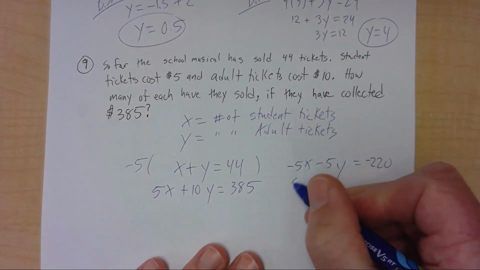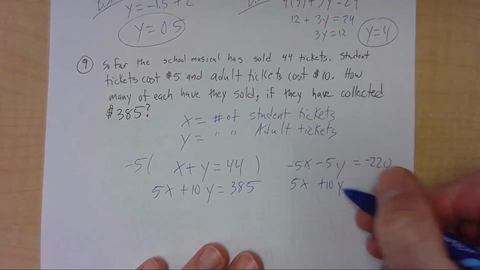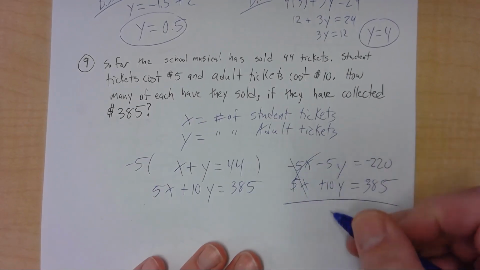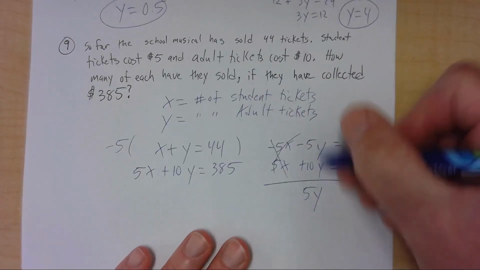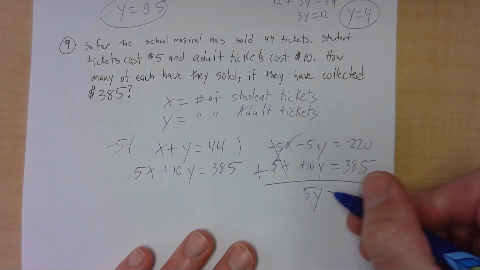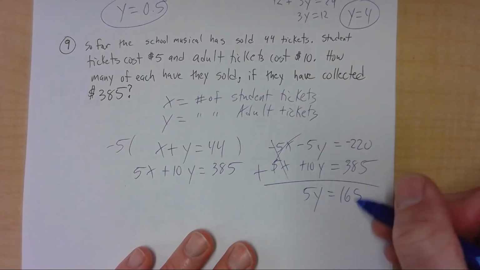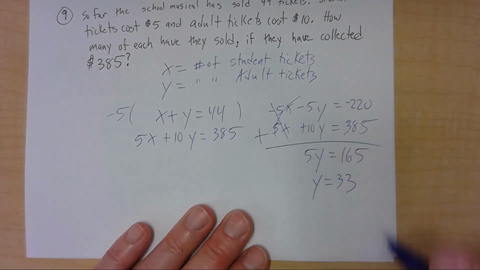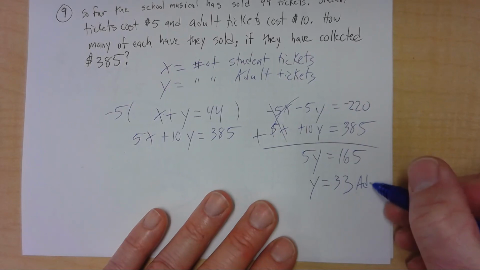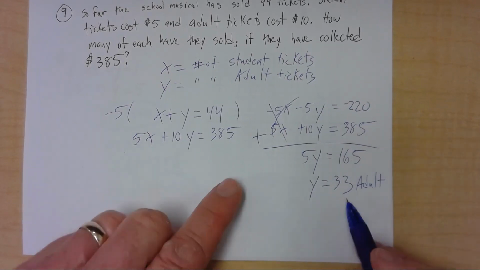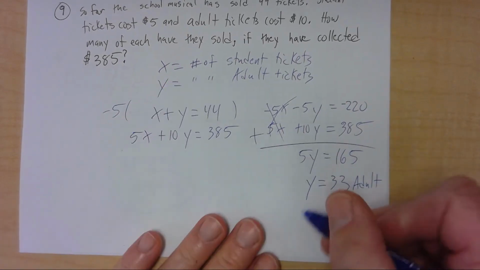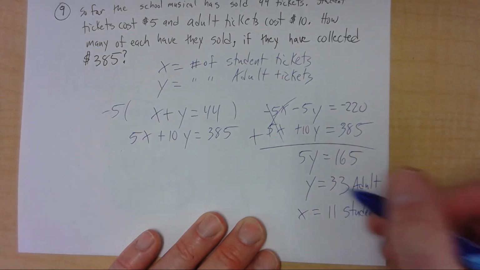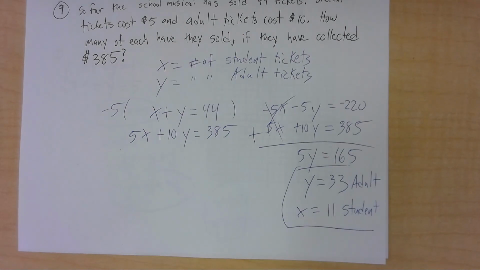So then copy the other equation underneath: 5x plus 10y equals 385. Put those together because we're adding the two equations together, 5y equals 165. Divide by 5, y is equal to 33. So it's 33 adult tickets, and then 33 and 11 make 44, so x is 11 student tickets. So that's the answer to that one. All right, peace out.